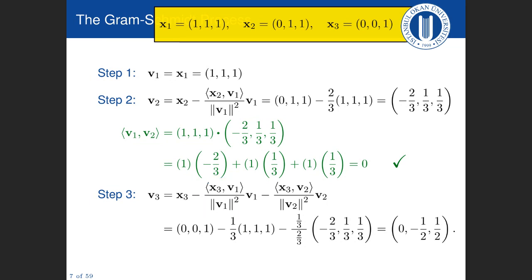And then we also need the dot product of x3 and v2. Here's x3 and here's v2. Take the dot product of those two vectors, you get 1/3. Take the norm of v2 squared, and we get 2/3. Why? 2/3 squared is 4 over 9, plus 1/3 squared is 1 over 9, plus 1 over 9, that's 6 over 9, or 2/3.